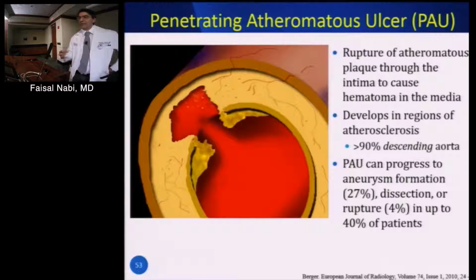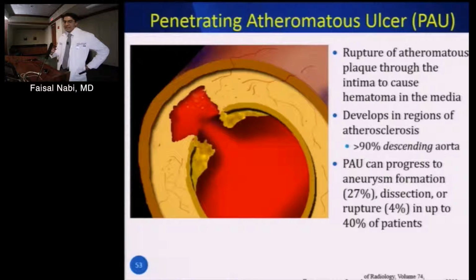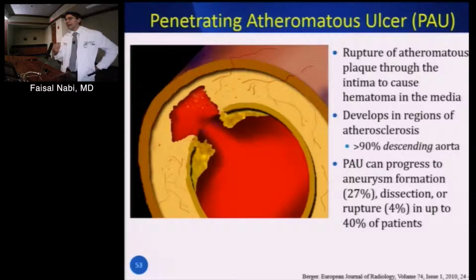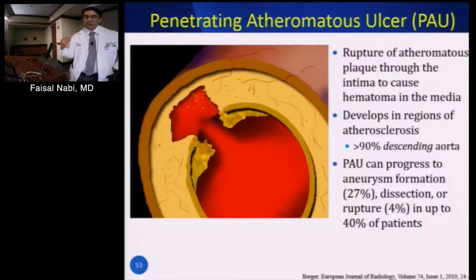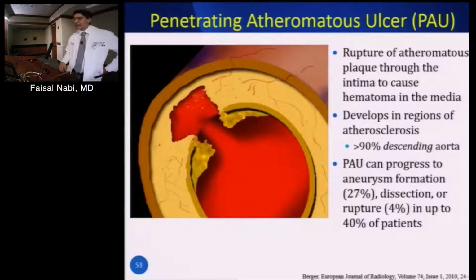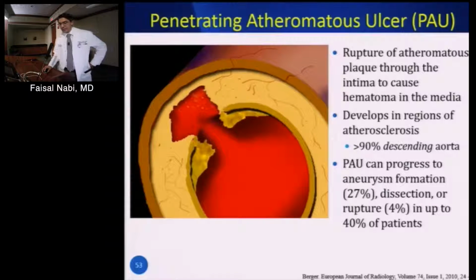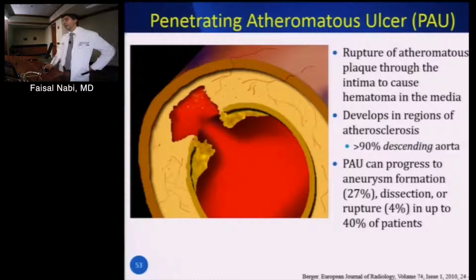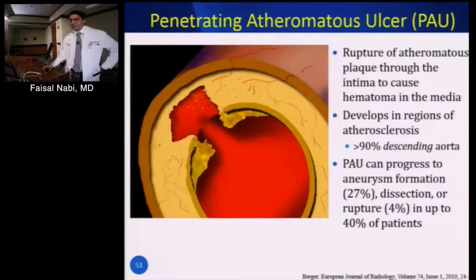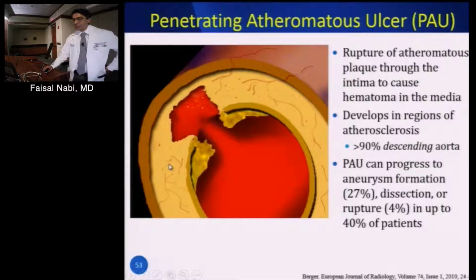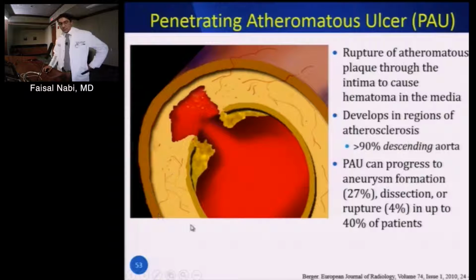Here, you really have to have atherosclerotic disease. Because of an inflammatory process, the internal elastic lamina has eroded, and you have a plaque that has ulcerated into the media. Now, it classically, again, occurs in regions of atherosclerosis, with 90% being in the descending aorta. This can go on to progress like the other acute aortic syndromes. It can go on to either aneurysm formation in 27%, dissection, or rupture.